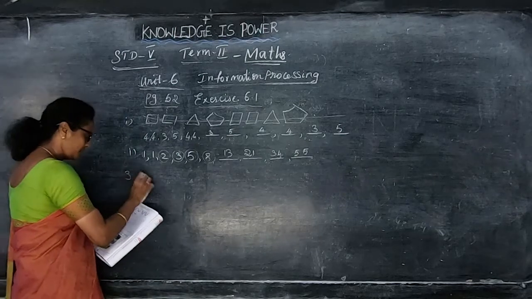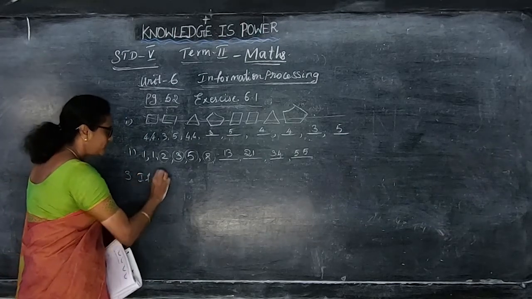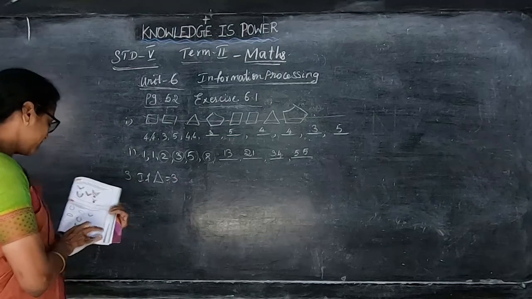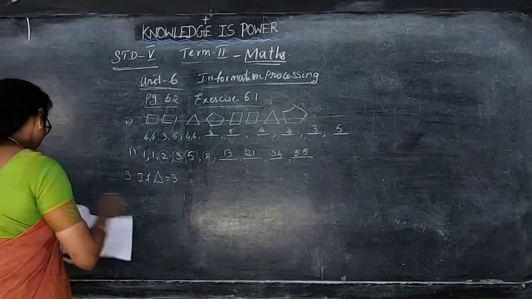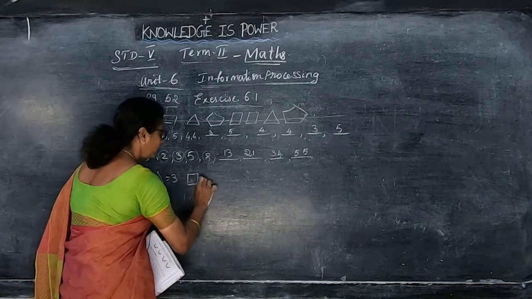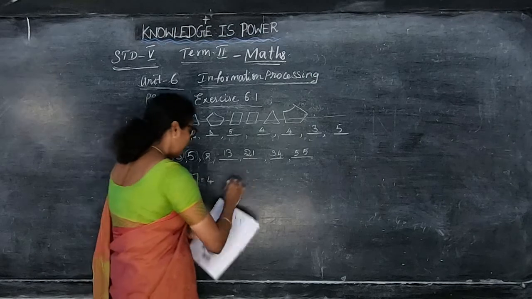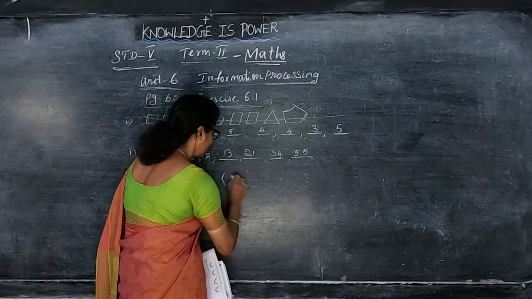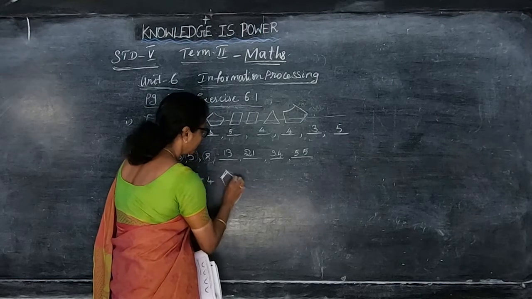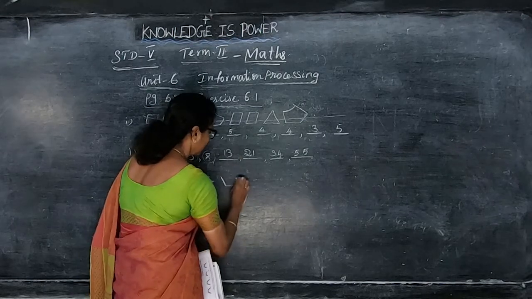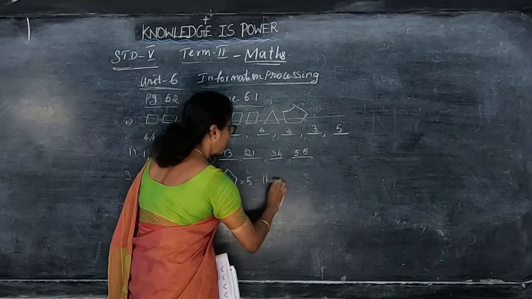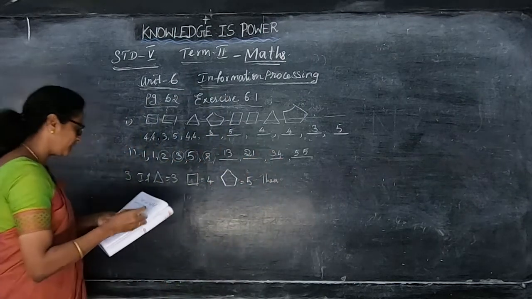Next for third sum, if triangle is equal to 3, then square is equal to 4 and this is equal to 5. So they have given a value for each shape. We have to find out.